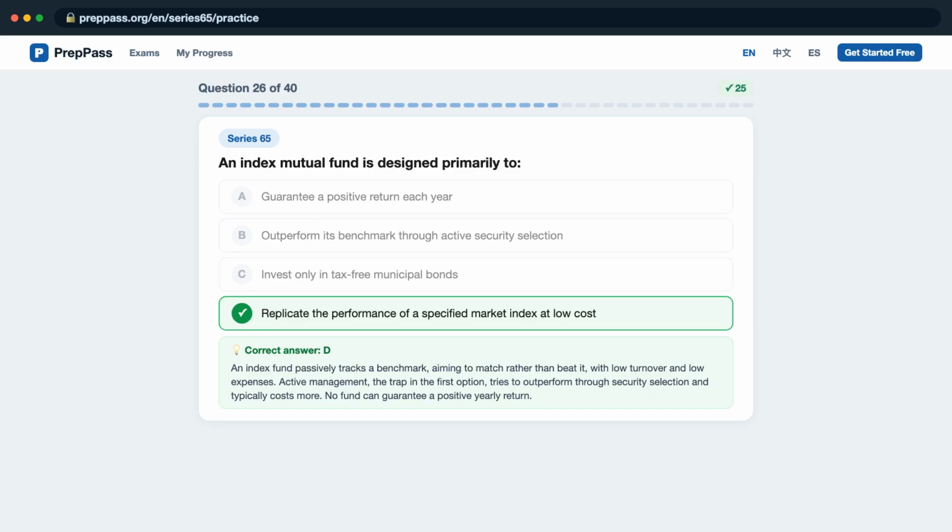An index fund passively tracks a benchmark, aiming to match rather than beat it, with low turnover and low expenses. Active management, the trap in the first option, tries to outperform through security selection and typically costs more. No fund can guarantee a positive yearly return.